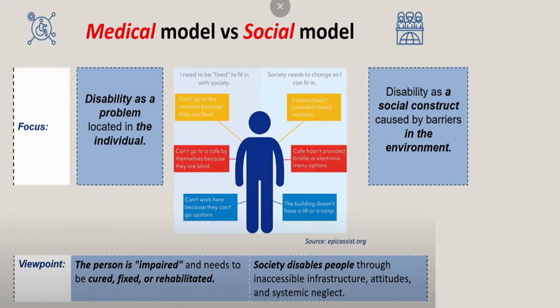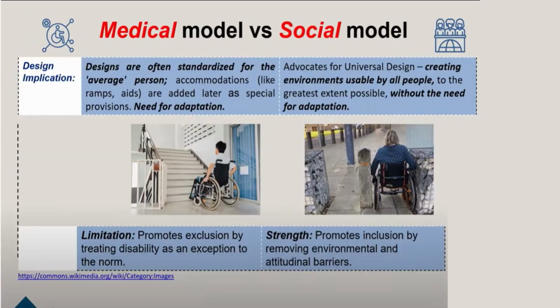social model. So disability as a problem located in the individual, and disability as a social construct caused by barriers in the environment. Viewpoint: the person is impaired and needs to be cured, fixed, or rehabilitated. And society disables people through inaccessible infrastructure, attitudes, and systematic neglect. So design implications are often standardized for the average person. Accommodations like ramps are added later as spatial provisions for adaptations. So as these are staircases, and the staircase cannot be replaced with ramps, but it can be made accessible with the help of elevators, means a lift can be the option. So limitations promote exclusion by treating disability as an exception to the norm; advocates for universal design.